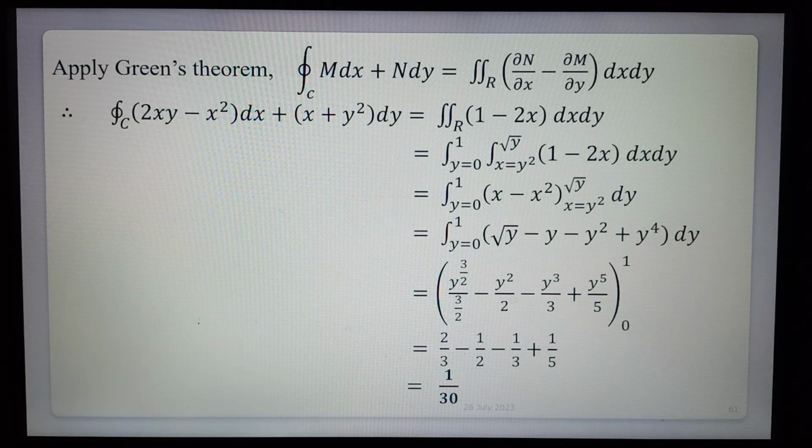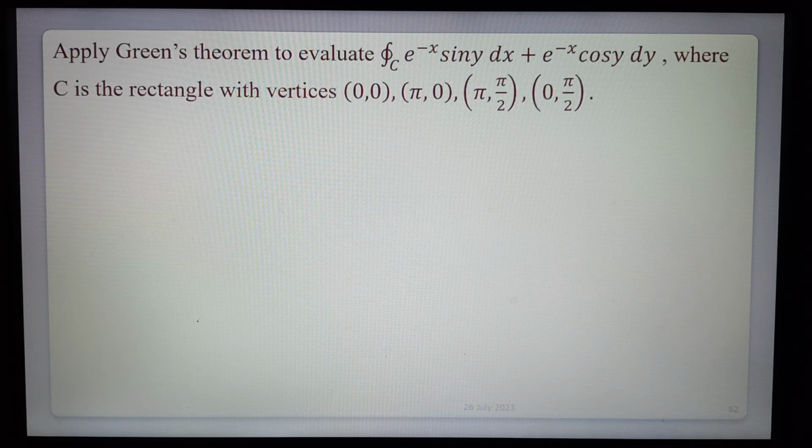Okay, see the next example. Apply Green's theorem to evaluate the integral over C of e power minus x into sin y dx plus e power minus x into cos y dy, where C is the rectangle with the vertices (0, 0), (5, 0), (5, 5 by 2), (0, 5 by 2).